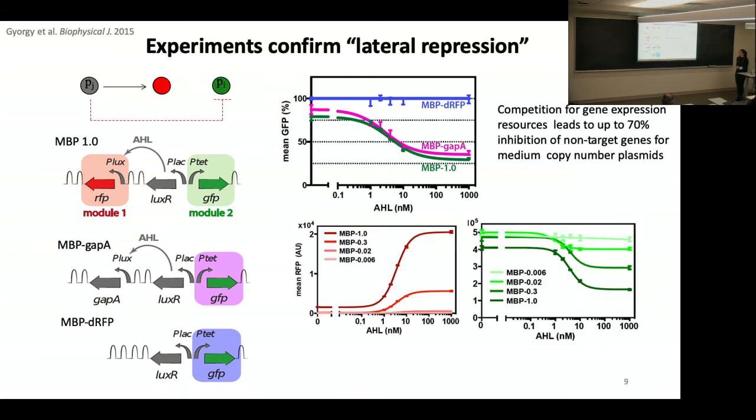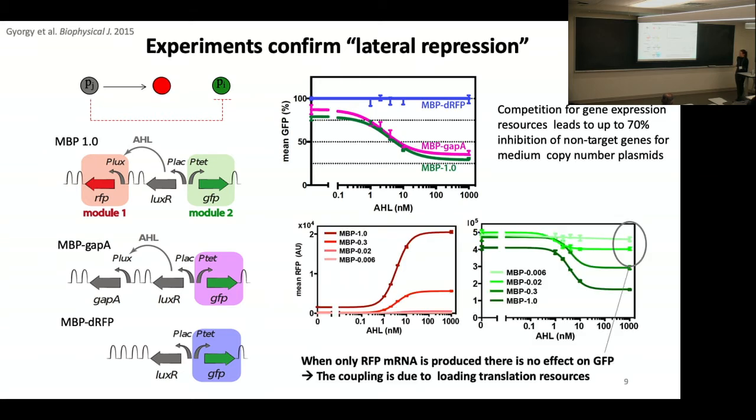so that's pretty substantial. Something even more interesting is that if you're expressing this red gene with a zero-strength ribosome binding site, so you have only mRNA but not protein, the green is not affected. So that means that what's being competed for is mostly ribosomes or translational resources, okay? And this is going to be important for the fix to this problem.